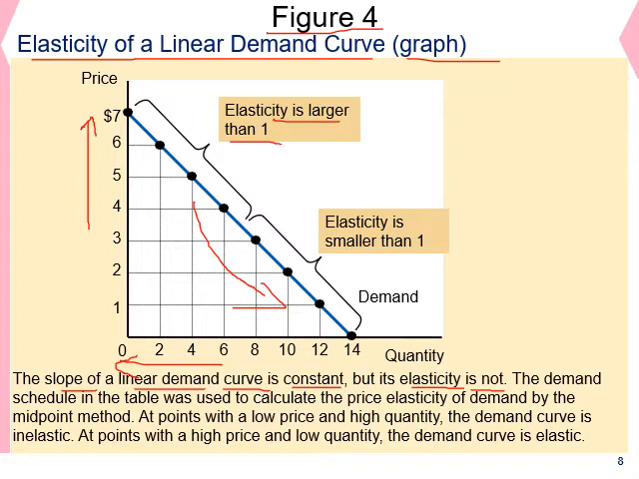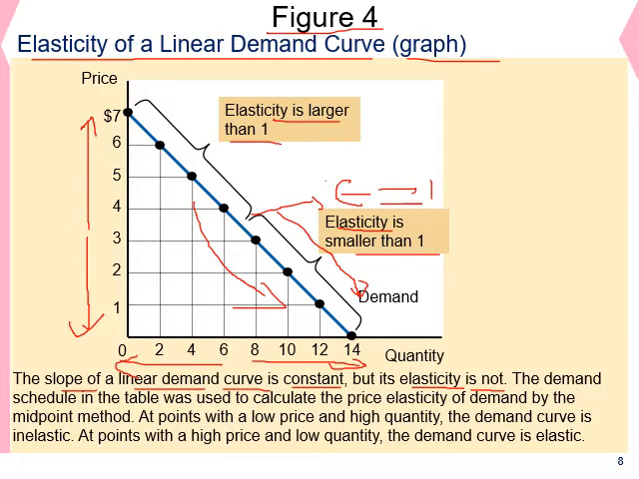For low price and high quantity, the elasticity is smaller than 1, so it is going to be inelastic. So the bottom part of the demand curve will be inelastic. From here to here, the demand will be inelastic. Right here in the middle, the demand will be unit elastic. The value of the elasticity will equal 1 right there at the middle.